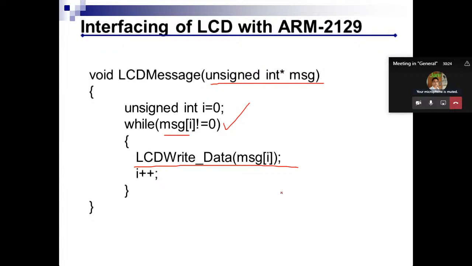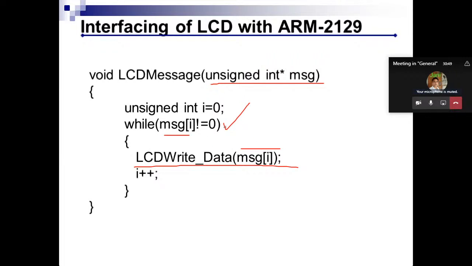So for example, if you want to display "Welcome GEC Rajkot", then W will be there in this and we are writing the W. Then whenever that character is written, we will say i++. So the pointer will be incremented by one position. Next it will point to E. So the ASCII equivalent of E will come into this and then it will be sent to the LCD.